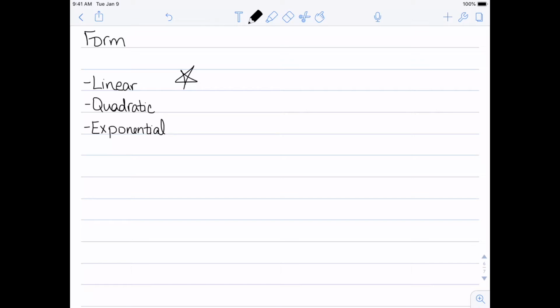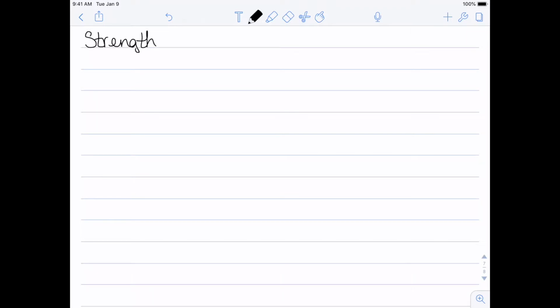What about the next piece? For strength, let's say we know something is positive and we know that it's linear. So the strength tells us how close the graph actually is to that line. And the way we're going to do this is known as the correlation coefficient. And we denote this by the letter R. And so before we actually go into this and show you how to find it, let's talk a little bit about it. First, R is always going to be between -1 and 1, including -1 and 1.